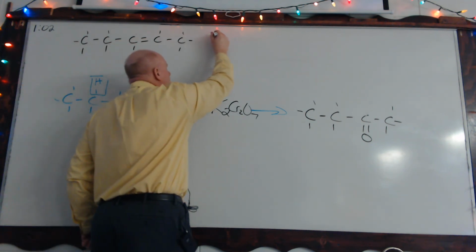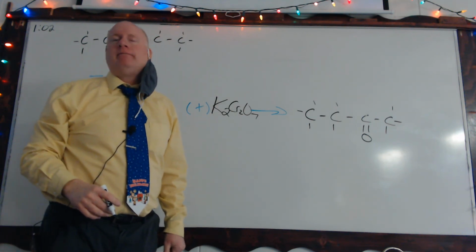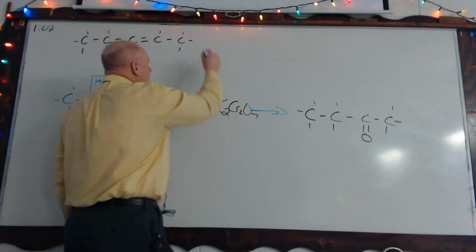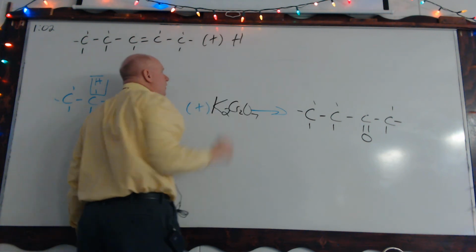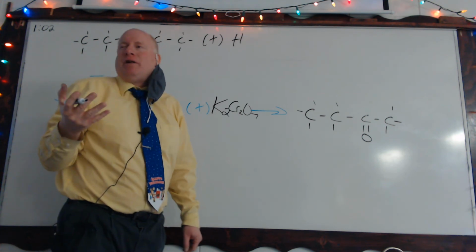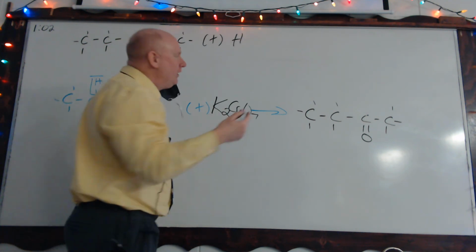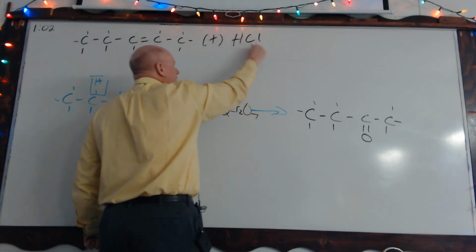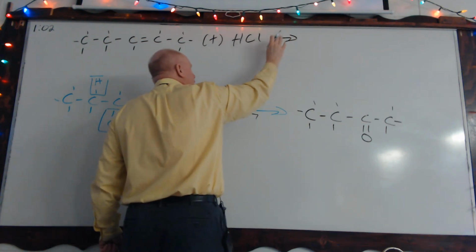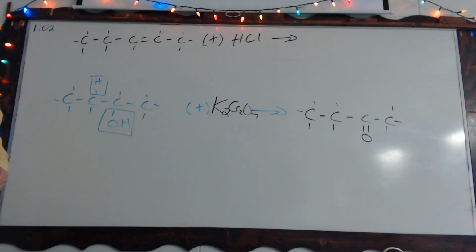Okay. You want water or a hydrogen halide? Okay, there's our hydrogen. What's our halogen? Why do we always want to use chlorine? Because we're comfortable with that? That's fine. Okay, hydrogen chloride, hydrogen halide. And as a review, we don't need a catalyst here, because that bond is so unstable. Okay?